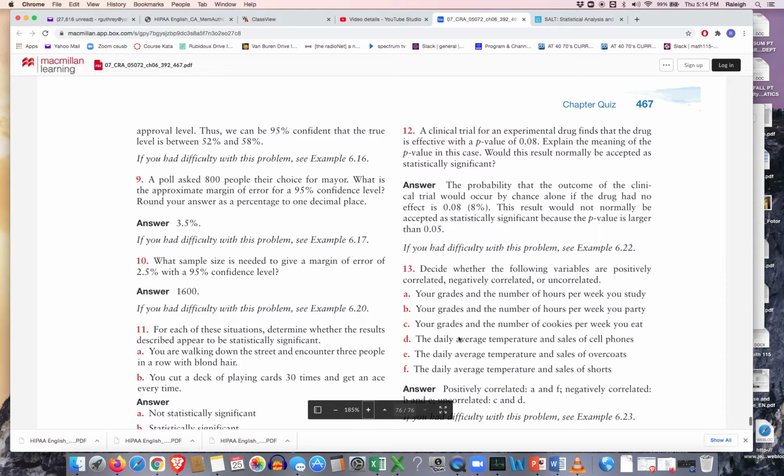Okay, how about part D? The daily average temperature and sales of cell phones. Well, the thing is, when the temperature is hot or the temperature is cold, people still buy cell phones, so it doesn't really matter. That was another one that's uncorrelated. How about E? The daily average temperature and sales of overcoats.